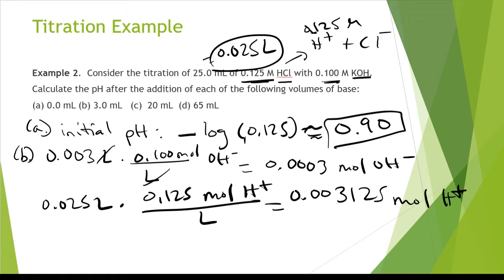We're going to go to another page here. So let's do an IAF table here. So we have hydrogen ion and OH minus yield water.